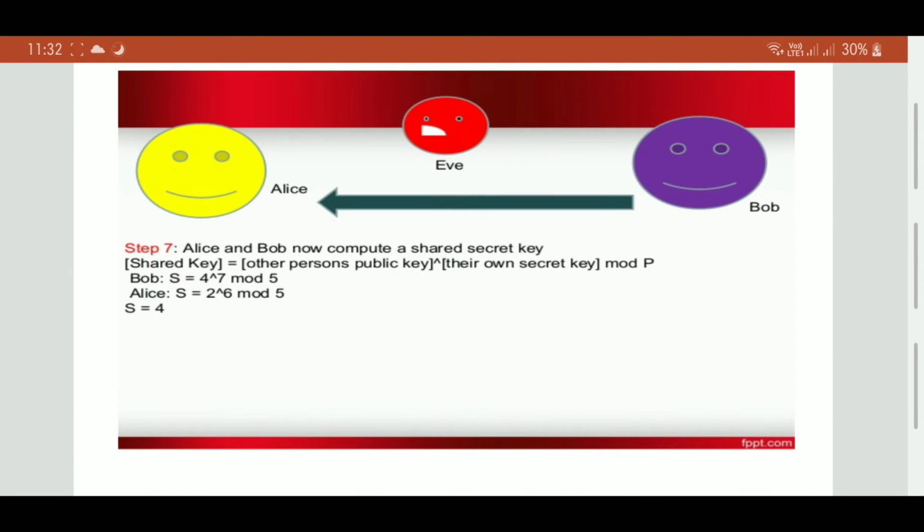Alice and Bob now compute a shared secret key. Shared key is equal to the other person's public key raised to their own secret key mod p. Bob: S is equal to 4 raised to 7 mod 5. Alice: S is equal to 2 raised to 6 mod 5. So here we got S is equal to 4 in both cases.